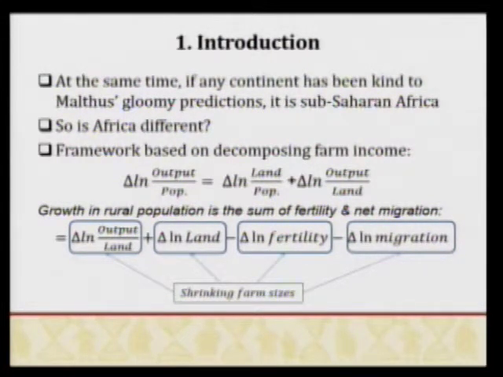The first is just get more output from your land. We can think of that as yields or value per hectare. The second is just expand your land, expand the land frontier. The third is reduce fertility rates. And the fourth is basically get out of agriculture, migrate.